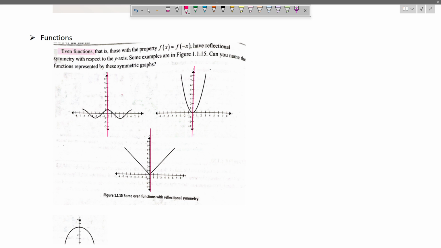So can you name the functions represented? So the first one is a cosine function. This one is quadratic. And then we have absolute value. So for now, you don't need to learn how to graph this one. Just know that you just need to know how to identify or find the number of axis of symmetry.